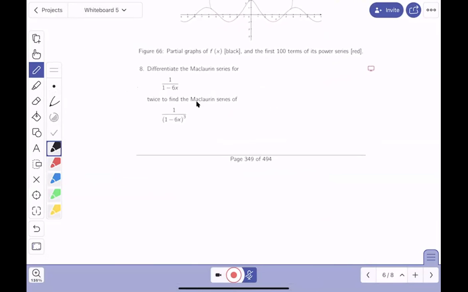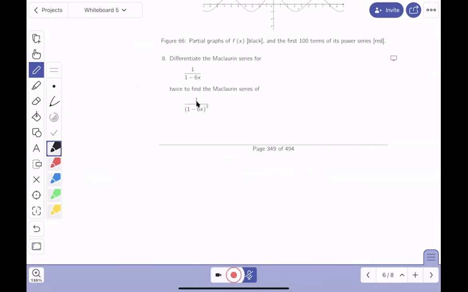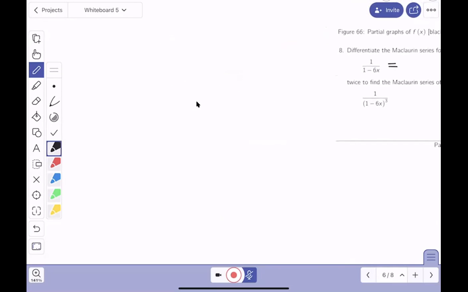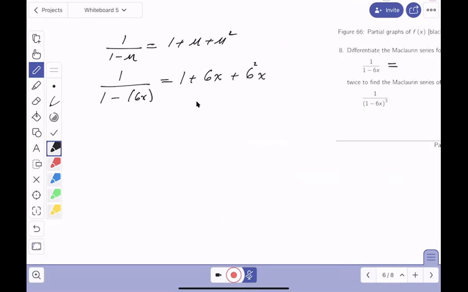And it says differentiate that for the Maclaurin series. Before I do that, though, I want to point out that I kind of know what the Maclaurin series is because I know something. What do I know? I know 1 over 1 minus u is equal to 1 plus u plus u squared. But what do they give me? They're giving me 1 minus 6x. So what's that going to be? 1 plus 6x plus 6 squared x squared plus 6 cubed x cubed plus yada, yada, yada.